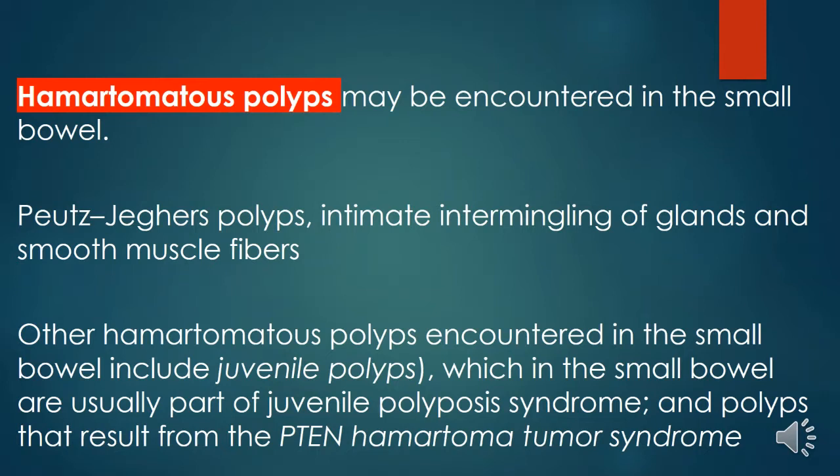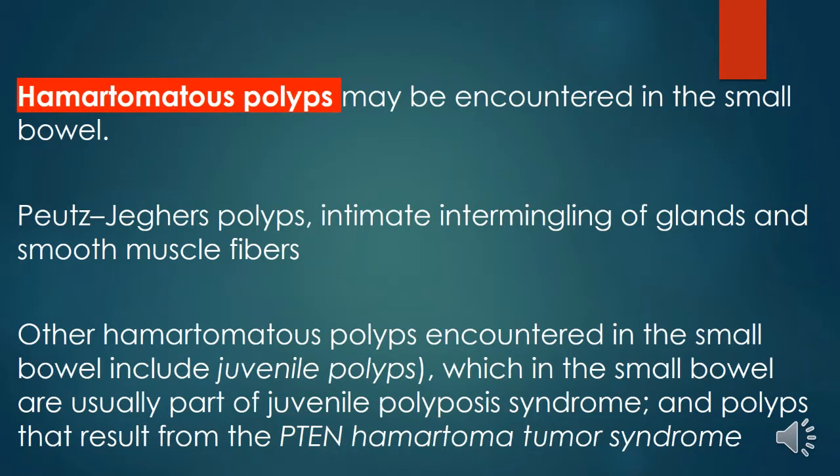The polyp preferentially affects the small intestine, the jejunum most often, followed by the duodenum. On the clinical side, you will see cutaneous melanocytic pigmentation of the lips, the oral mucosa, the digits and the palms. The microscopic view will be seen in the next slide.